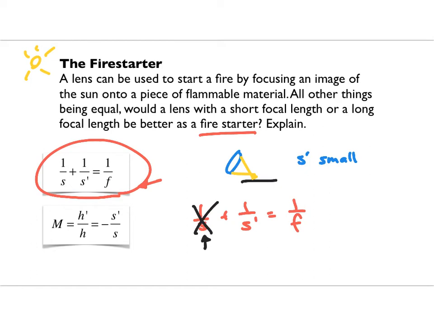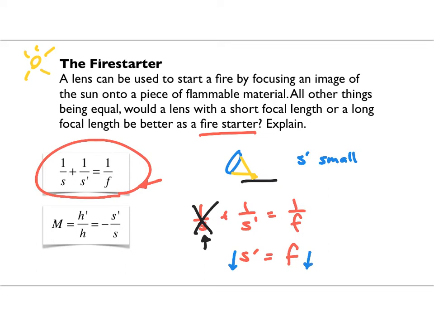So this number basically goes away. And so what I see, my relationship reduces to this: 1 over S prime is equal to 1 over F, or S prime is just equal to F. And that's really true. If you take a lens and you make an image of the sun, the image basically appears at the focal point. I mean, that has to be true. So if I want S prime to be really, really tiny, I need the focal point to be really tiny as well. And so I want a very, very short focal length lens.